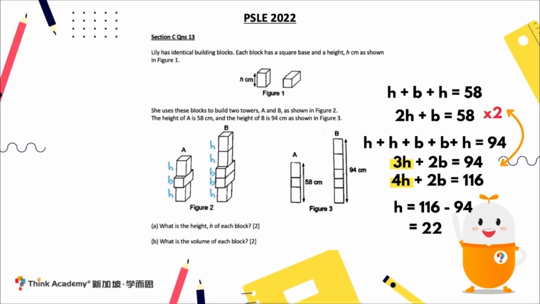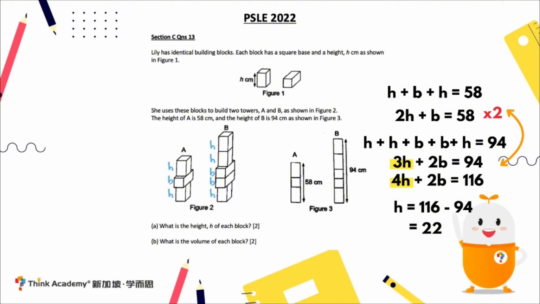And what about the second part? The volume. Since you have the height already, all you need to do is to find the base of the figure. The base of the figure is made up of a square where you have two of the side lengths. This b over here represents the side length. All you need to do is take this h that we have just found and put it back into one of the two equations.